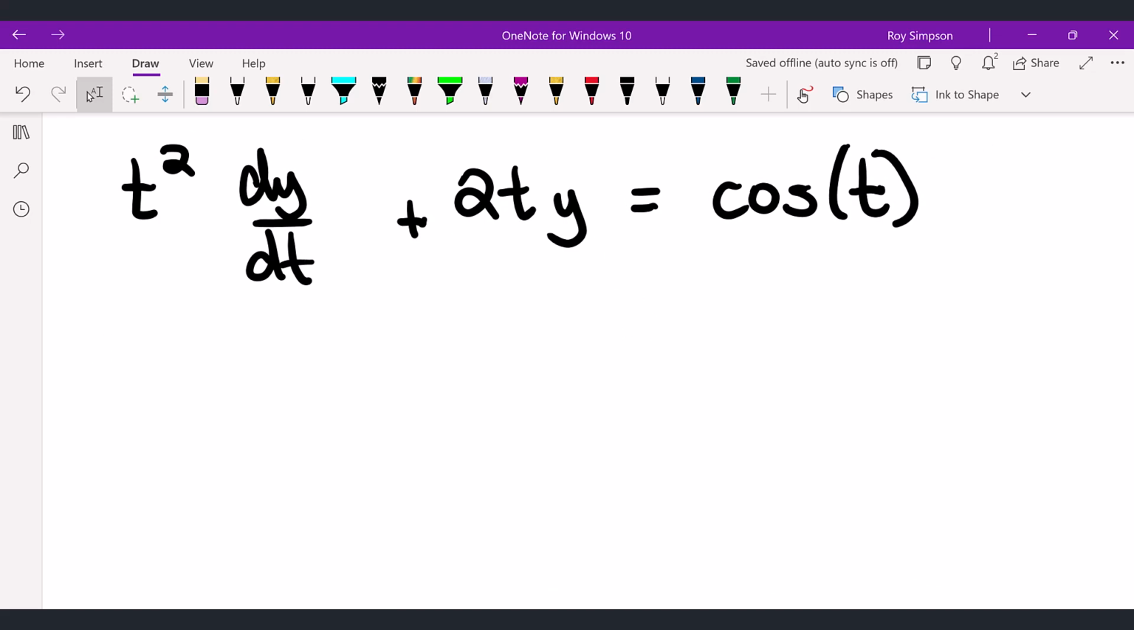Integrating factors only work if your coefficient of dy dt is 1. If it's not 1, then you'll need to do something about it. In this case, divide both sides by t squared. So let's go ahead and do that.